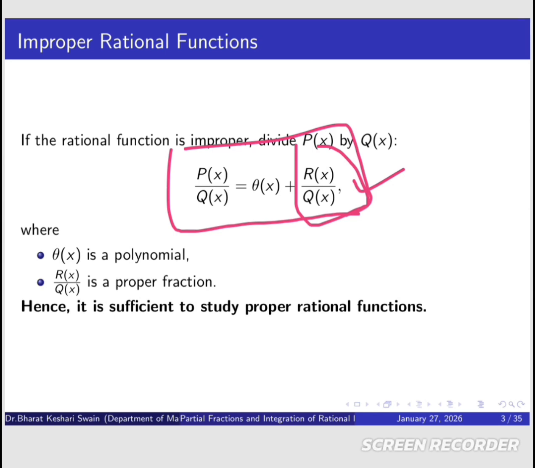So whenever we have an improper rational function, we can write it in the form theta of x plus r of x by q of x. So from the improper rational function, we can get a proper rational function. So it is sufficient to study proper rational functions. Okay, now come to the next page.